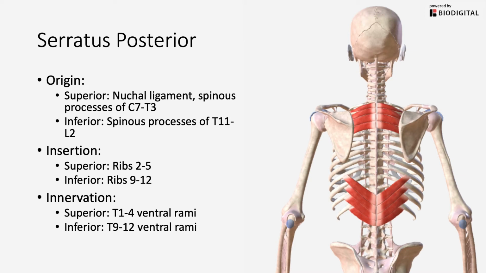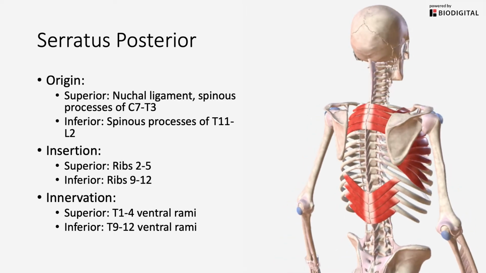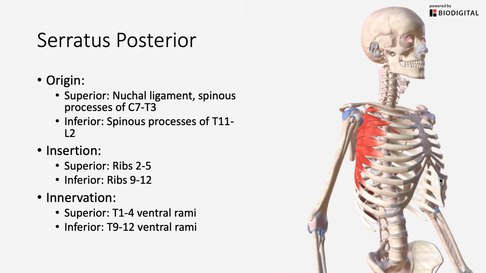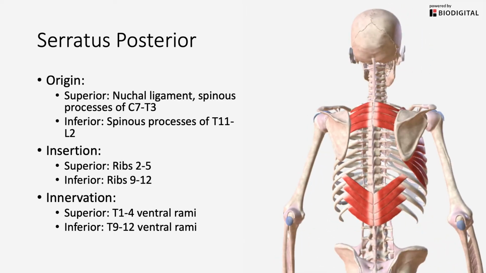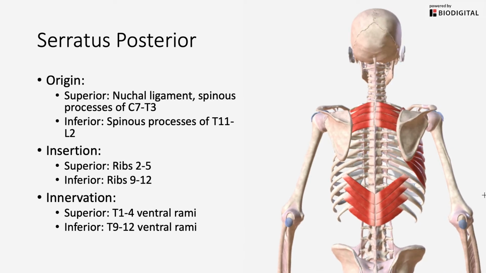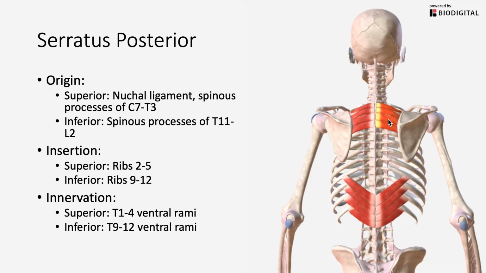So now for the superficial back muscles, now we're below those four muscles. We're in the intermediate layer, and this is where serratus posterior sits. A lot of people may be familiar with serratus anterior, but because there is an anterior, there usually is an equivalent posterior muscle. So this is serratus posterior. And basically you have a superior and inferior portion of the muscle, as you can see here.